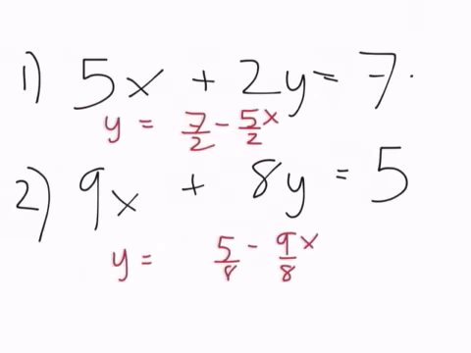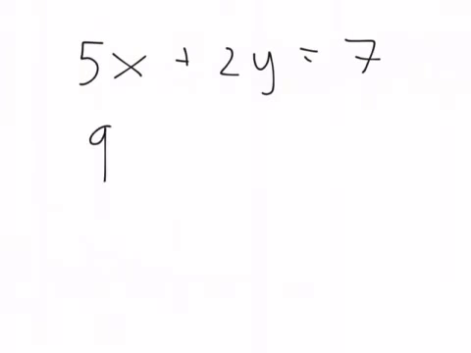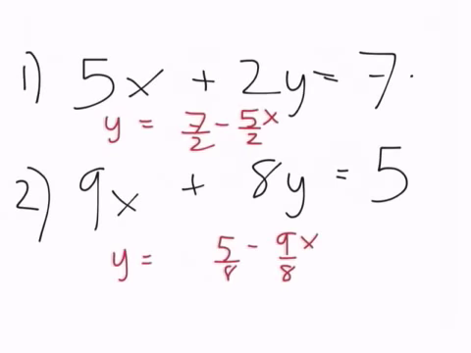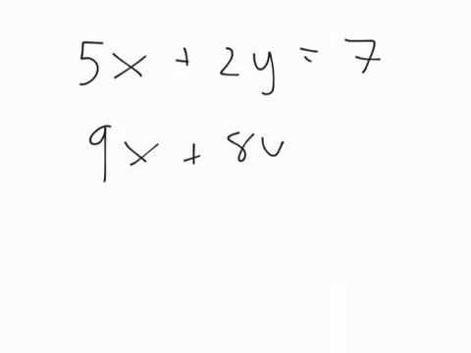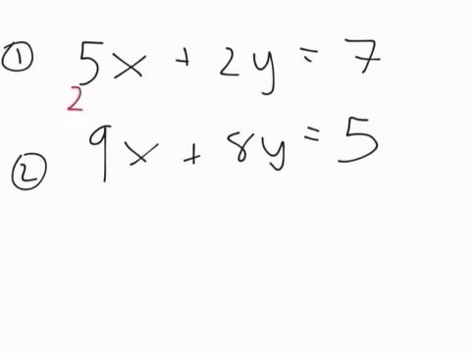And then we had 9x plus 8y equals 5. Okay, so I'm not really going to change the top equation, equation 1. Instead, what I'm going to do is multiply equation 1 by 4, both sides by 4. It doesn't really change the equation at all, as long as I do it to both sides. So, let's do it.